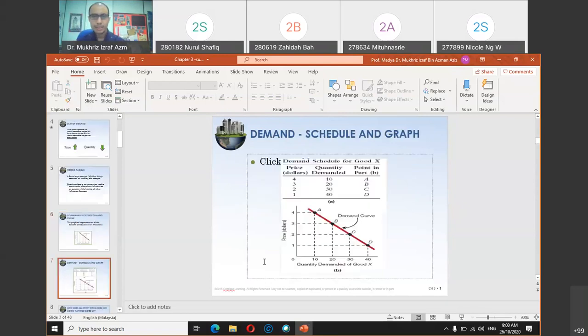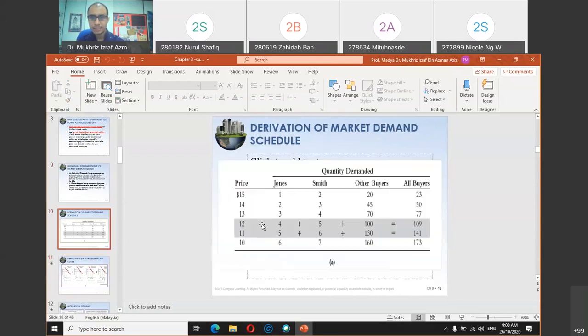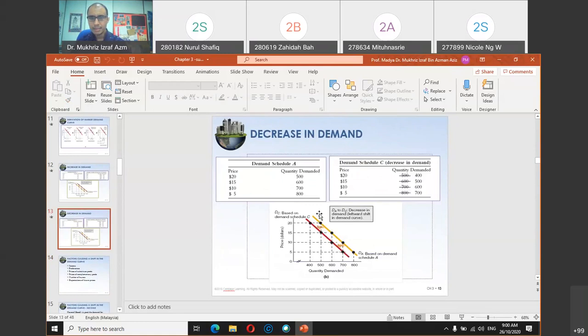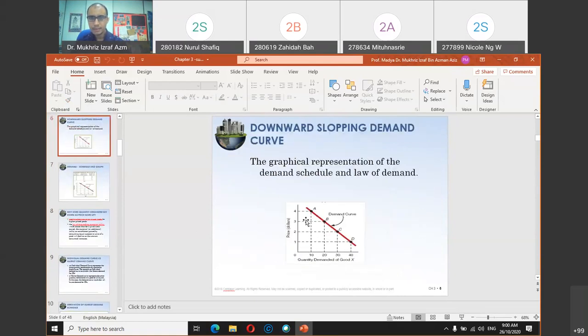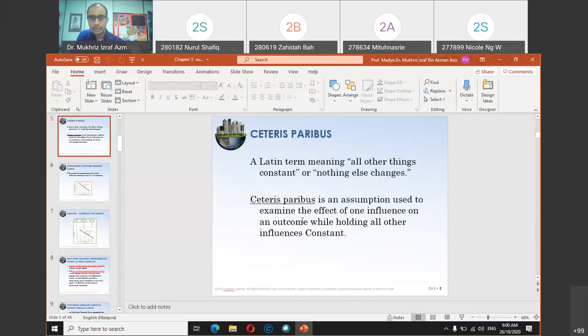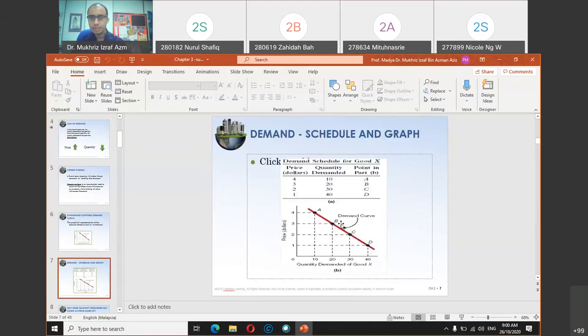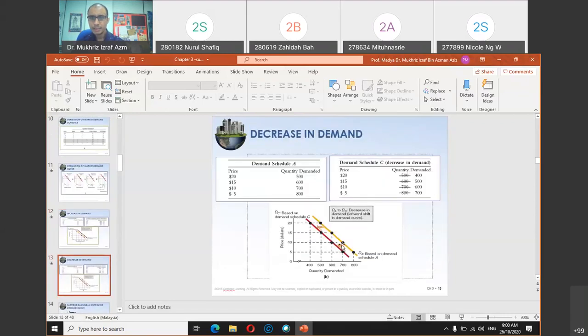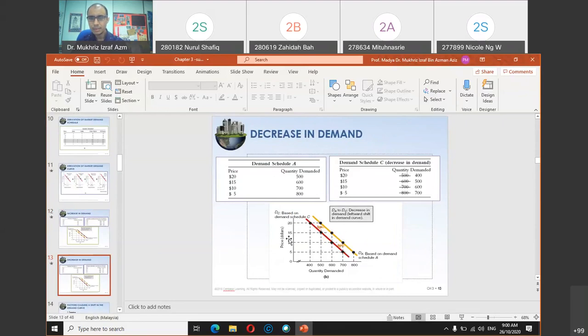So this is what we discussed last Thursday. We defined what is demand, what is market demand, and how you derive the market demand. Then the important part which I stressed last Thursday is the difference between change in demand and change in quantity demanded. Change in quantity demanded is movement along the line. Change in demand will involve the curve, which can go upward when there is an increase in demand, or the demand curve can shift downward.